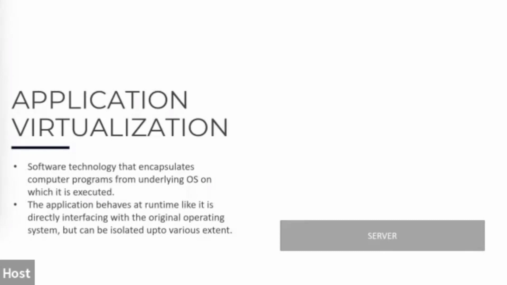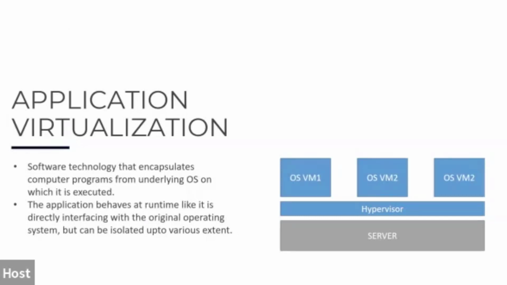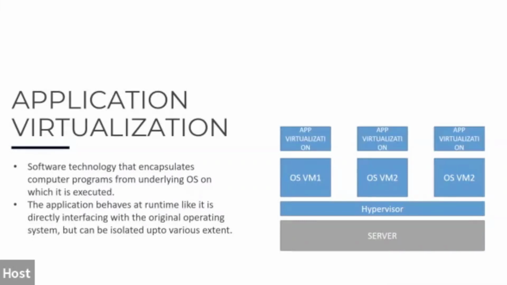Now let me show you how it works. So you have the server here, and you have the hypervisor. The reason we are installing a hypervisor is to create VMs, correct? So we have VMs, and you have an application virtualization layer on top of your VMs, and you have an application here. 3 applications, 3 VMs, but a single server.